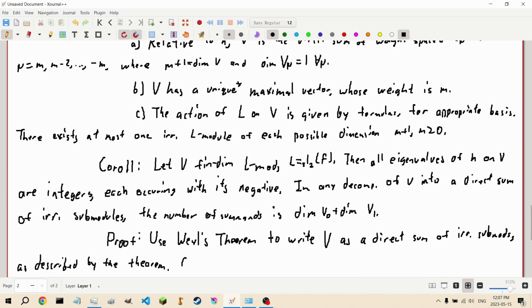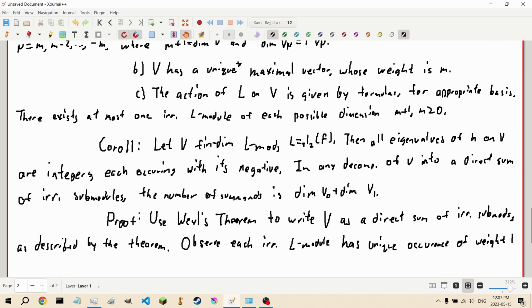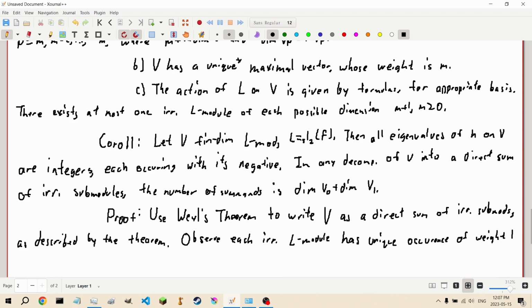and for the second we observe that each irreducible L module has a unique occurrence of the weight 1 or the weight 0, but not both.